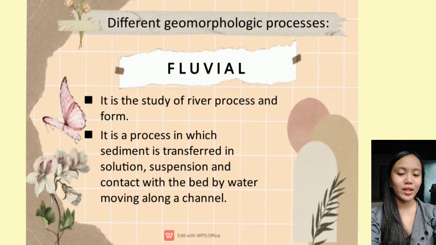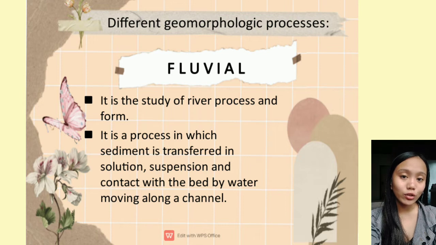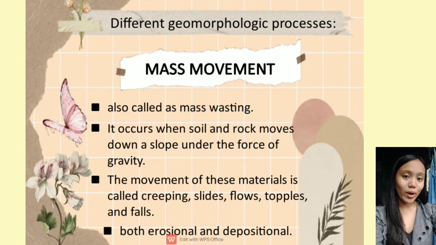What is fluvial? Fluvial is the study of river process and form. Fluvial refers to a process in which sediment is carried in solution, suspension, and in touch with the bed by water moving along the channel. Fluvial is considered as both a depositional and erosional process. What is mass movement? Mass movement is also called mass wasting. It is a natural process in which soil and rock flow down a slope due to the force of gravity. It is also considered as both a depositional and erosional process.